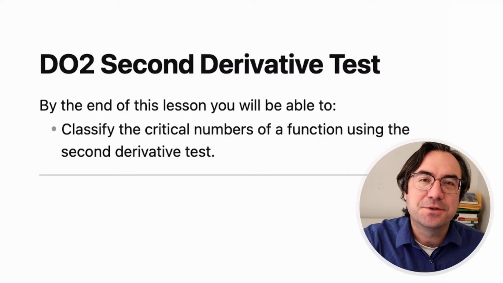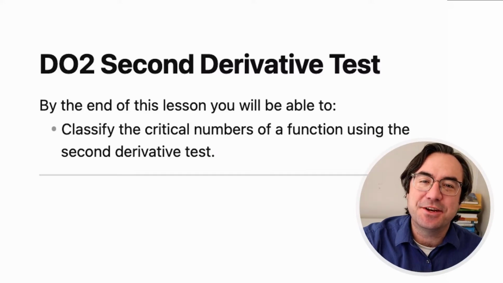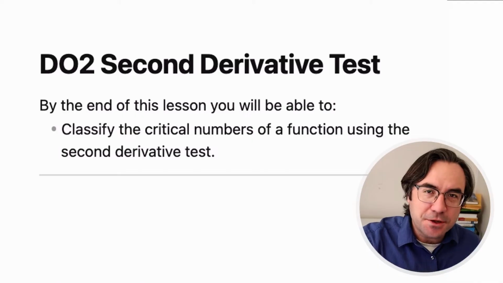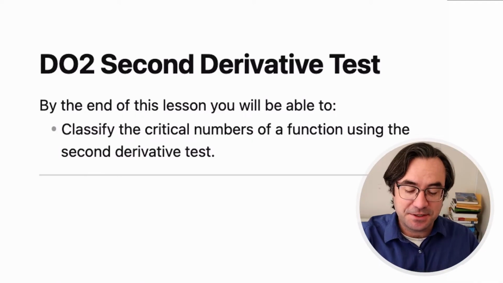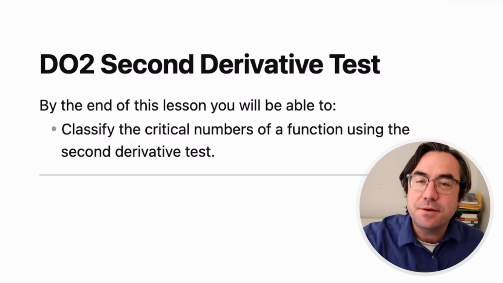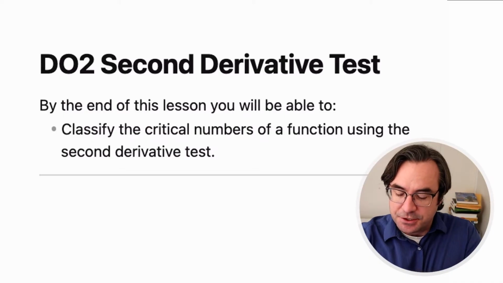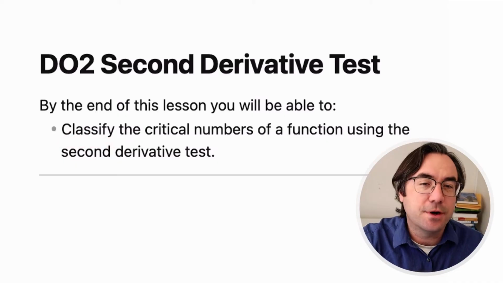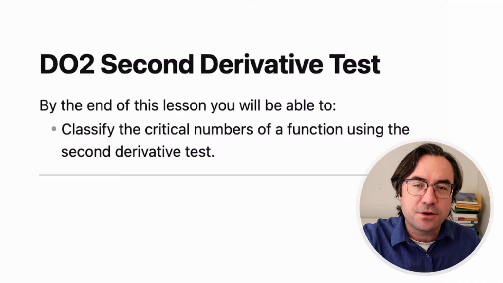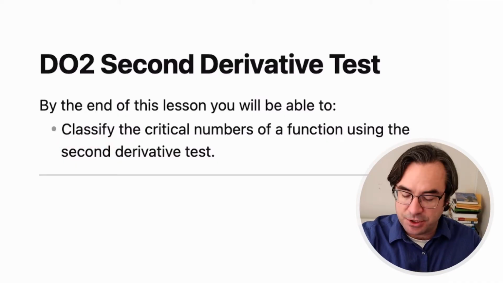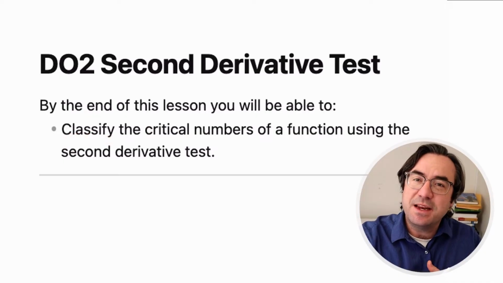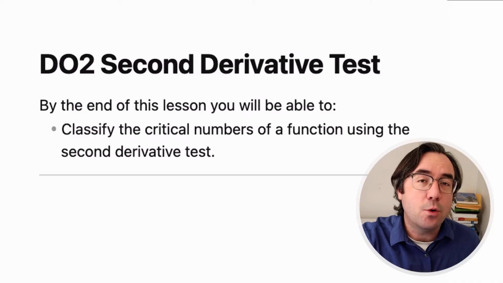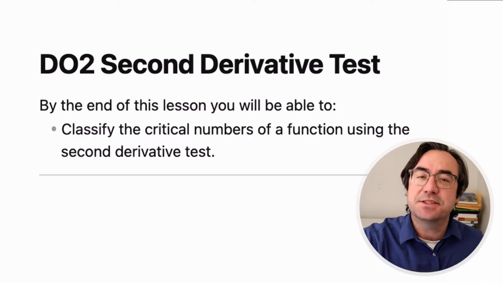Welcome everyone. For today's prep, we're going to start to look at the second derivative test. So we've looked a little bit at the first derivative test. Now we're going to look at the second derivative test. And this is just another method we can use to classify our critical numbers. So once we find the critical numbers, we're going to have another option for how to actually classify them. So we'll see that we can either classify them as a min or a max using this test.